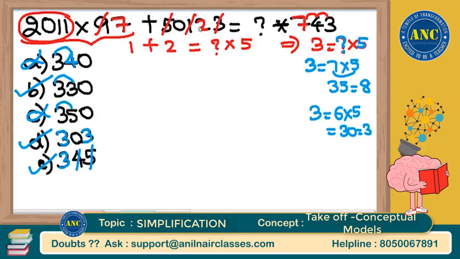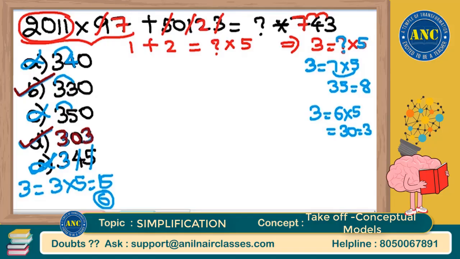I believe that it is clear, sir. Sorry, 345 is not possible, I think. Let me check the last option. 3 is equal to 3 into 5, 15. 15's digital sum is 6. No, the last option is not the right answer. You are left with either option B or option D. Either this should be correct or option D should be correct.